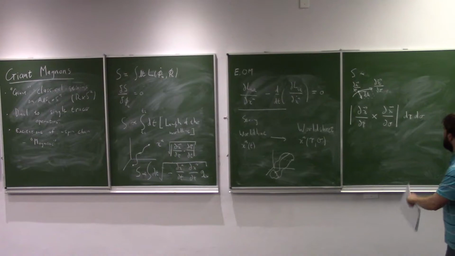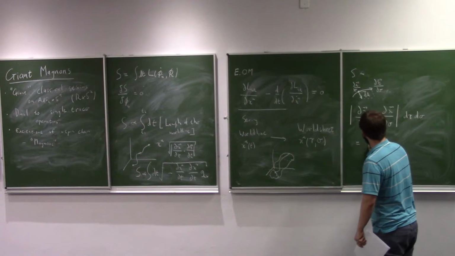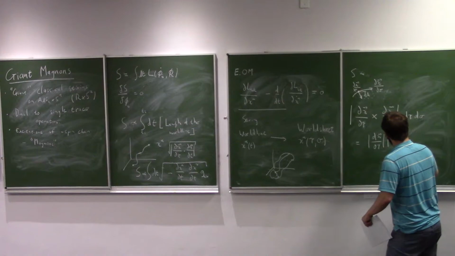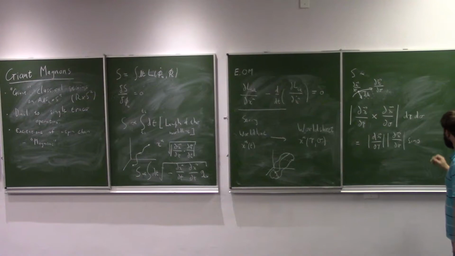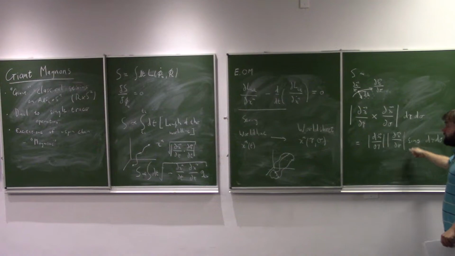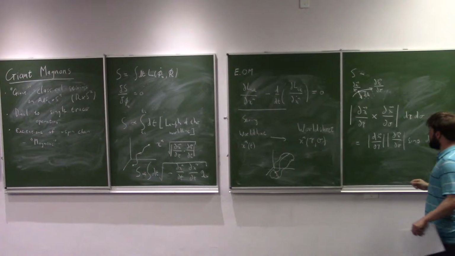Now, if I take the size of a cross product, I think it's well known that what you get is just the magnitude of dx over dt, times the magnitude of dx over d sigma, times the sine of the angle between these two vectors. This is the size of the area, and then I'm going to multiply this by d tau d sigma. Now I'm going to manipulate this expression a little bit by writing sine theta as the square root of 1 minus cos squared theta, and then taking this inside the square root, we get the following expression.